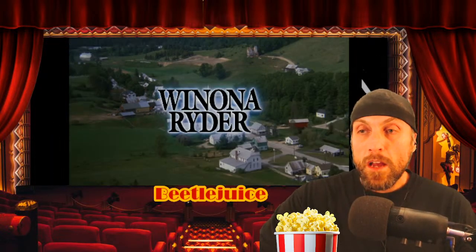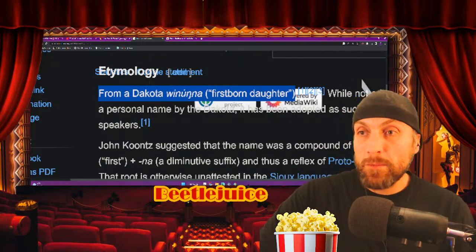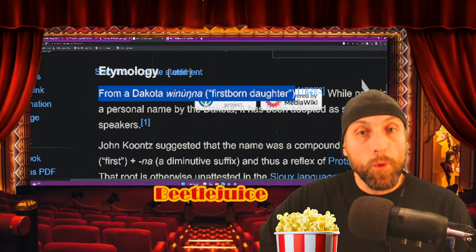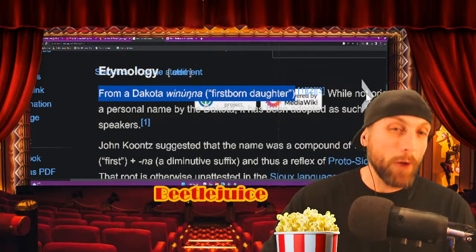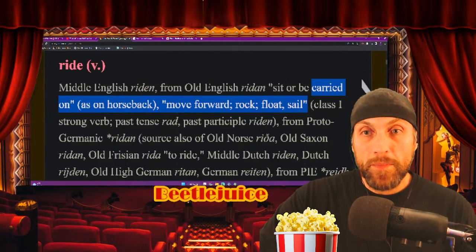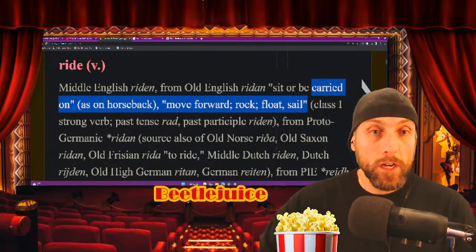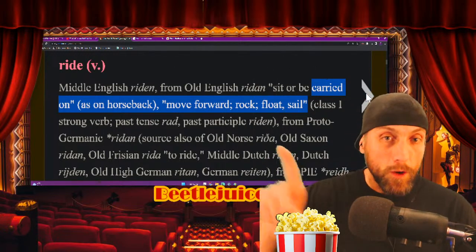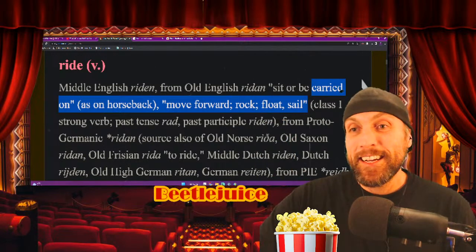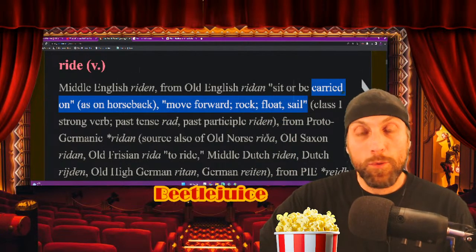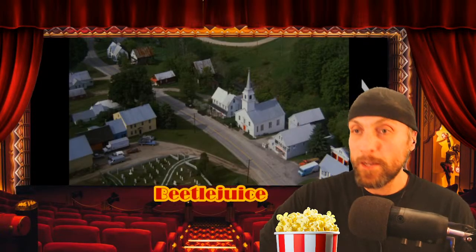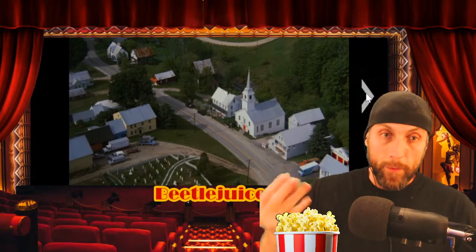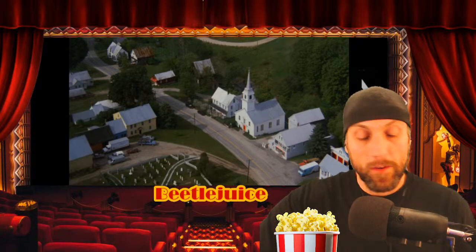Winona Ryder is in this movie too. Let's break down her name since we did Tim Burton. Winona comes from the Dakota language and it means firstborn daughter or a female who is firstborn. So now we have this firstborn attribute or symbolism, and rider just means a person who does ride, which means to be carried on, as in horseback, to move forward, to rock, to float. That's an interesting one, right? So firstborn of the floaters, firstborn of the riders, also reminds me of Riders on the Storm. Of course, that is an indicator of those who survive the apocalypse or those who enter in from another world during the depressurization of our world whenever we go through that polarity shift.